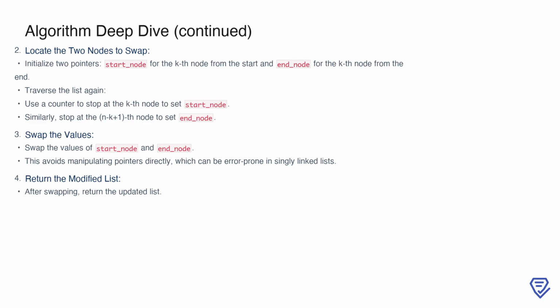Once we have these two nodes, we simply swap their values. This avoids the complexity of manipulating pointers directly, which can be error-prone in a singly linked list. Finally, we return the modified list, which now reflects the swapped nodes.